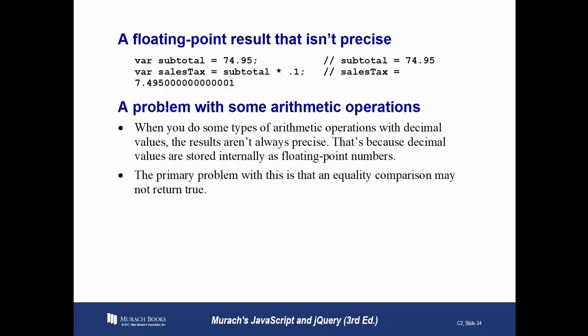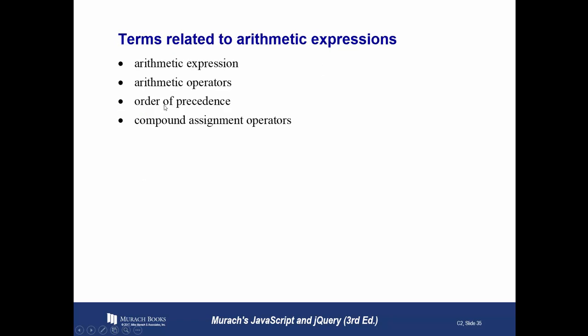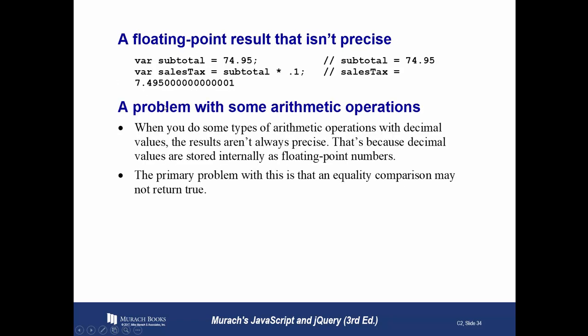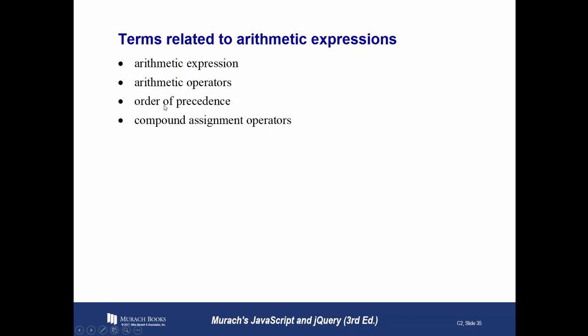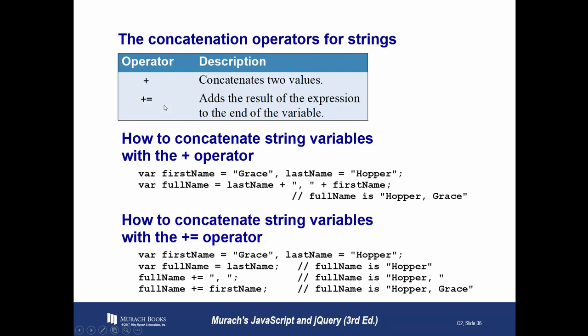Some arithmetic operations, not just in JavaScript, in any programming language, are not precise. As it says, if you take 74.95 and multiply it by 0.1, you'll get something like this. You would think all you would get would be just 7.495, but no, because computers don't typically do precise math.